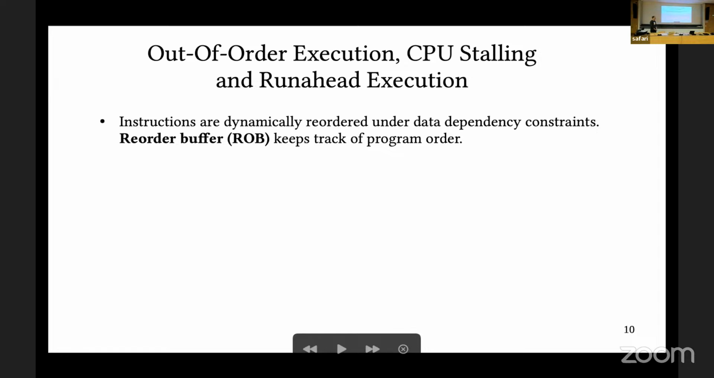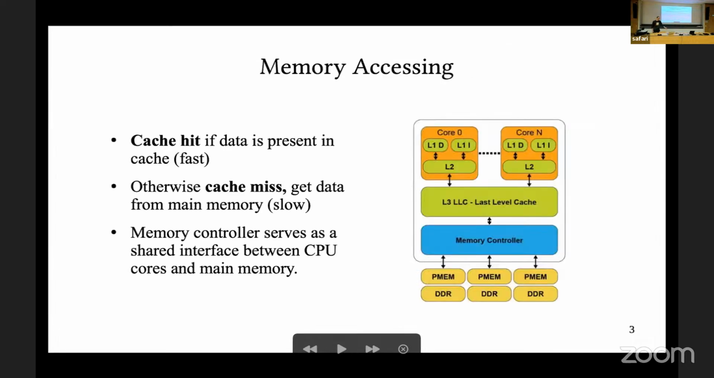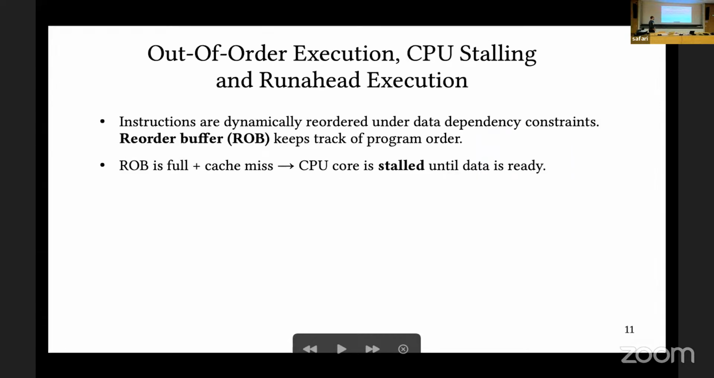Obviously, it's going to be in order in the buffer. So a question that might arise is, what happens if this buffer is full? It's in hardware, so it's limited in size. Well, it's not good. If you have your buffer full and you encounter a long-latency operation, like a cache miss, we call the CPU stalled. So you can't make any progress. It can't do anything until this data is ready.